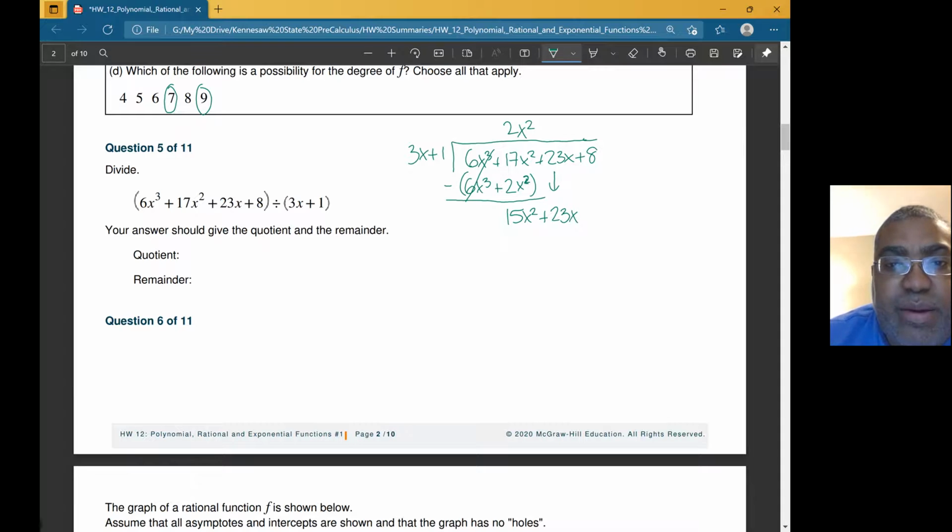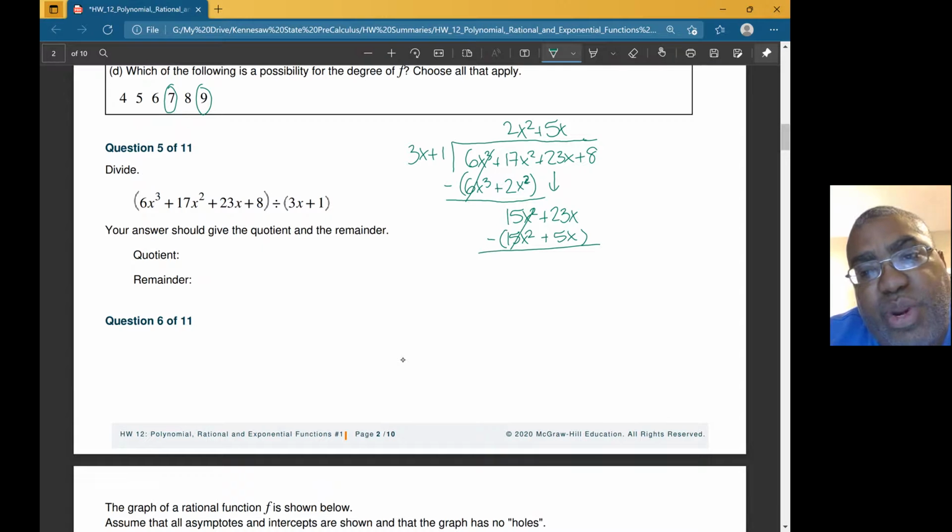What is 3x times what equal to 15x squared? Well, that's plus 5x. And you get 15x squared plus 5x, in parentheses with a minus, and the first number cancels per usual. 23 minus 5 is equal to 18. Positive 18.